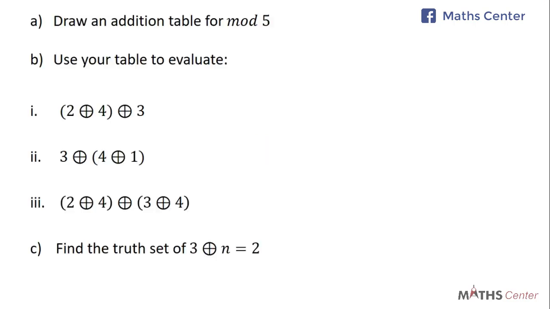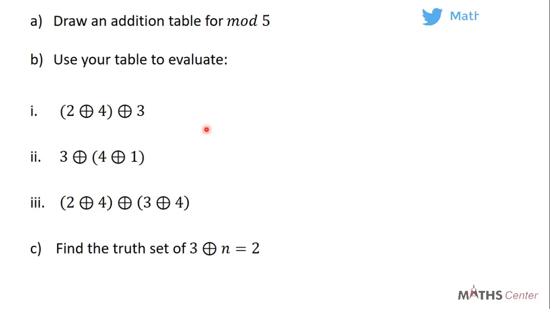The question for this video is: A. Draw an addition table for mode 5. B. Use your table to evaluate: I. (2 + 4) + 3. II. 3 + (4 + 1). III. (2 + 4) + (3 + 4). C. Find the truth set of 3 + n = 2.